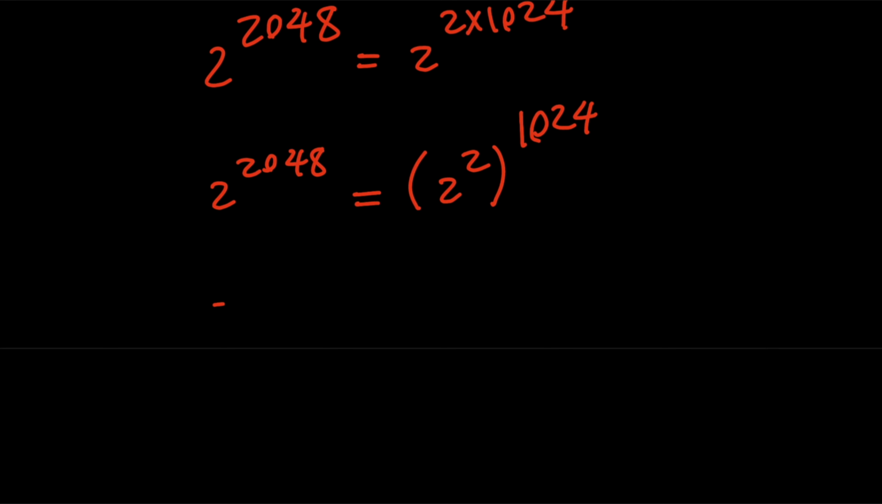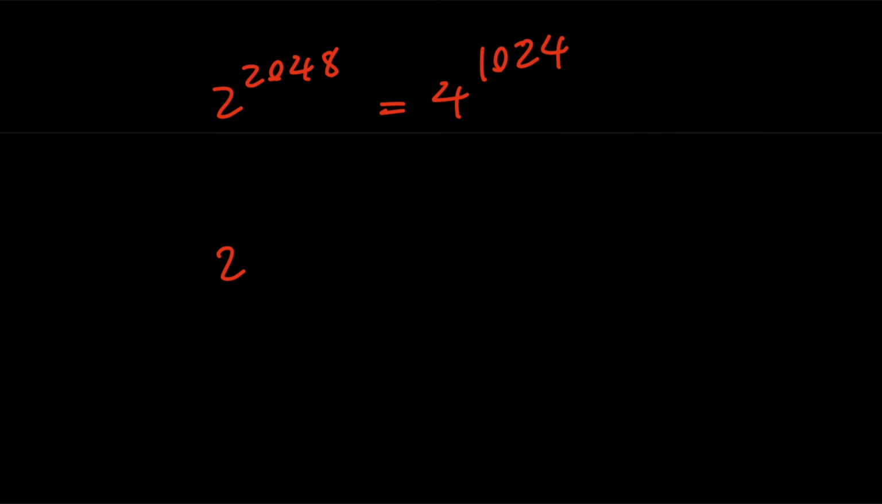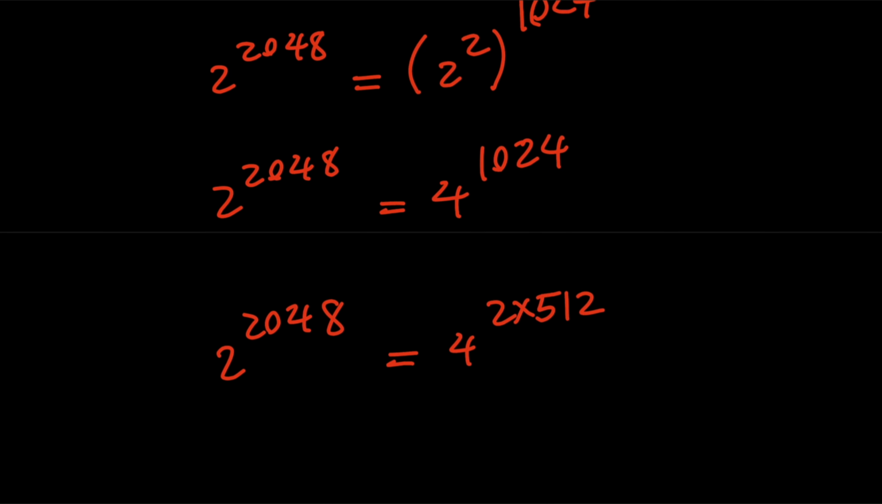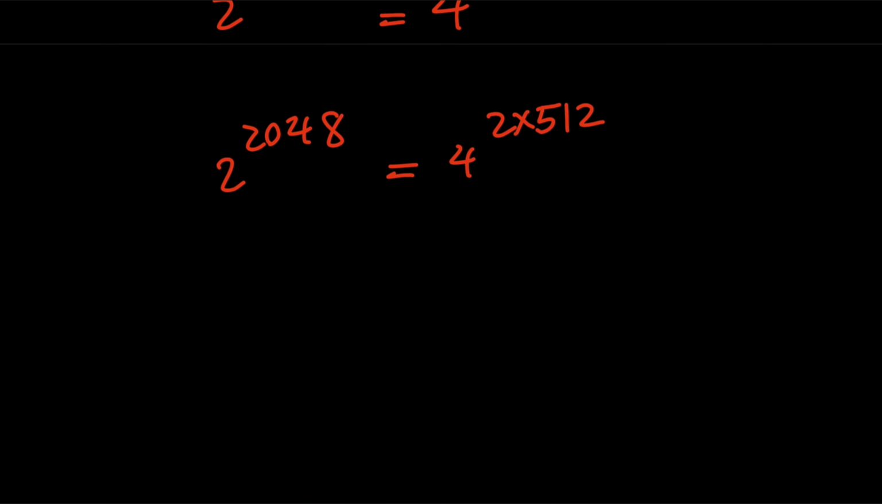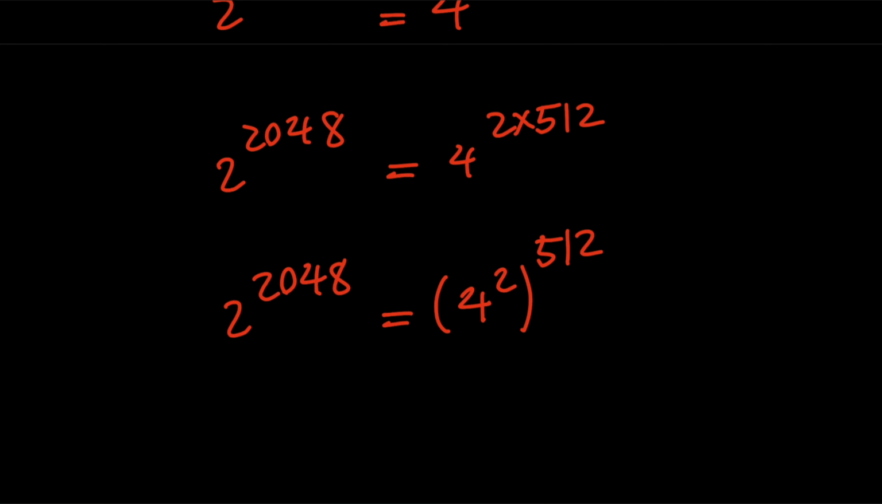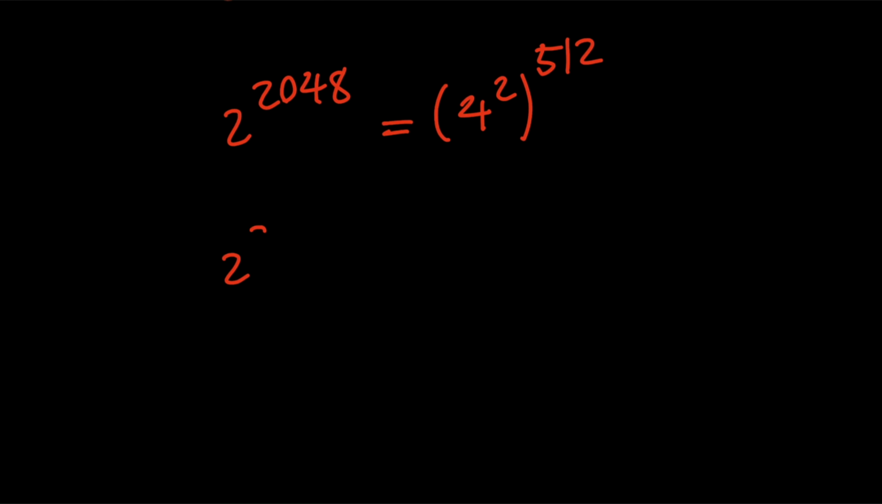2 squared is 4, so we have 4 to the power of 1024. Next, let's go ahead and replace 1024 with 2 times 512. And then by using the same property, I can say that the right-hand side is equal to 4 squared to the power of 512. 4 squared is 16, so 2 to the power of 2048 is equal to 16 to the power of 512.